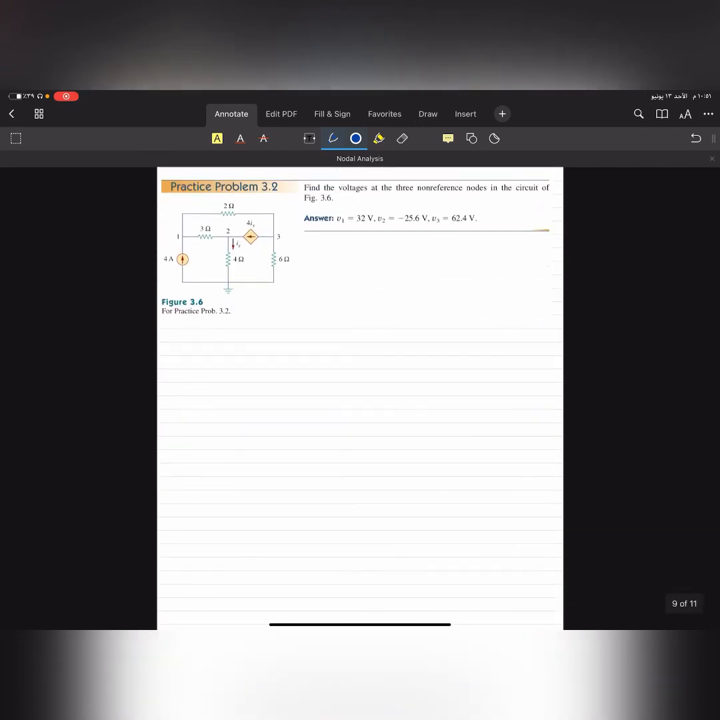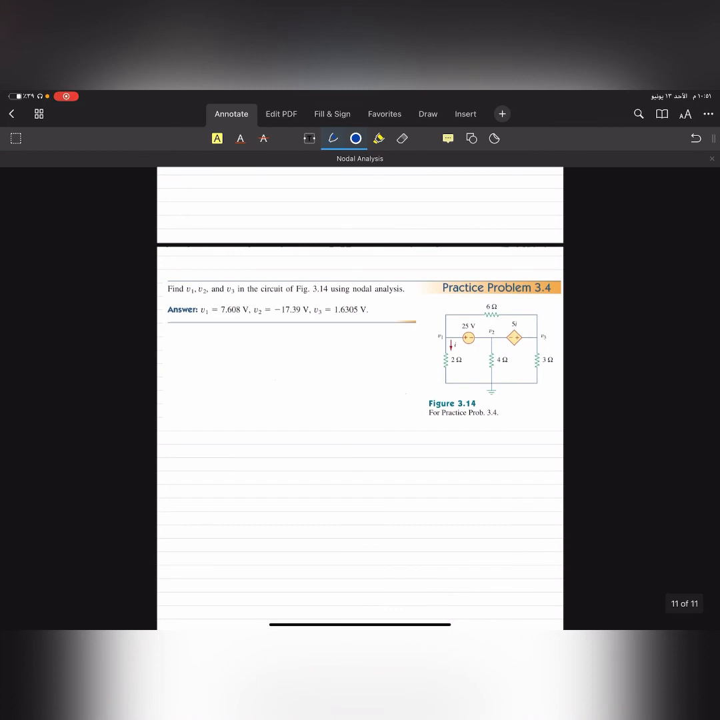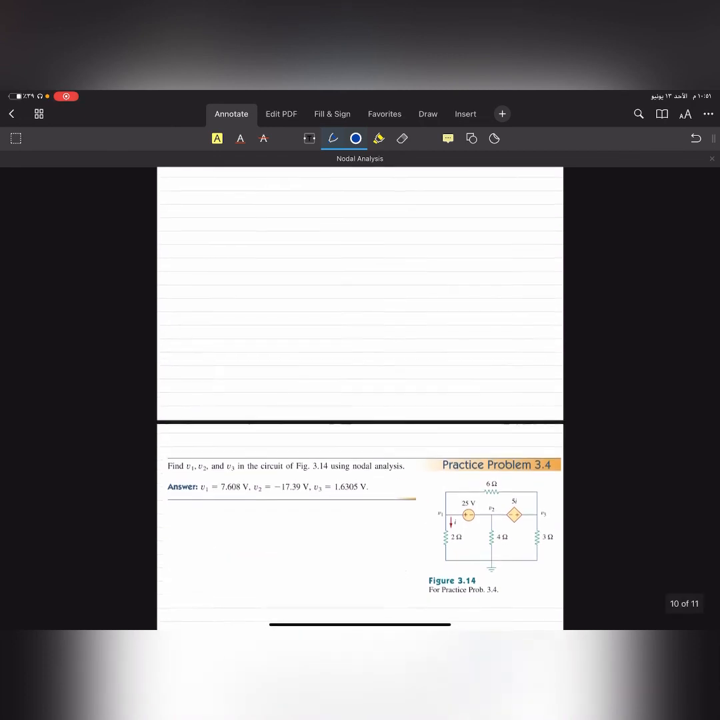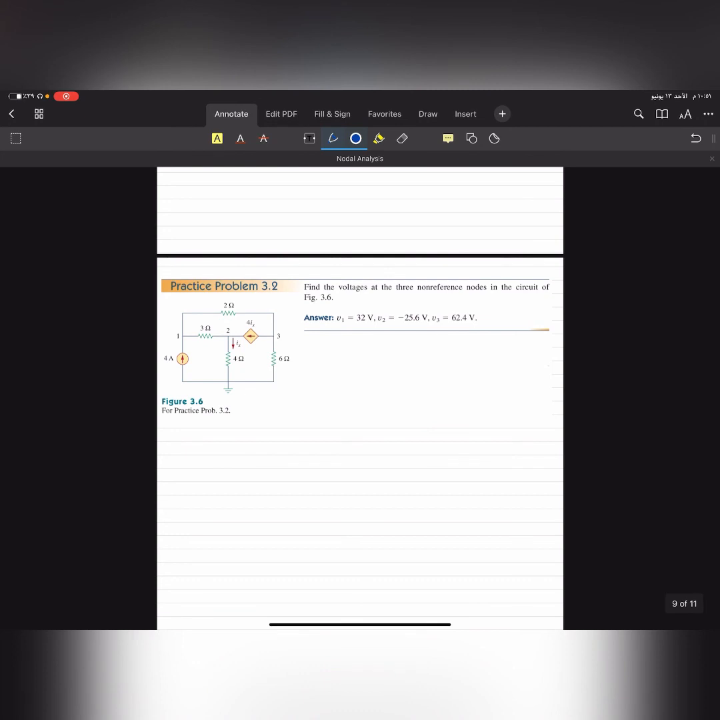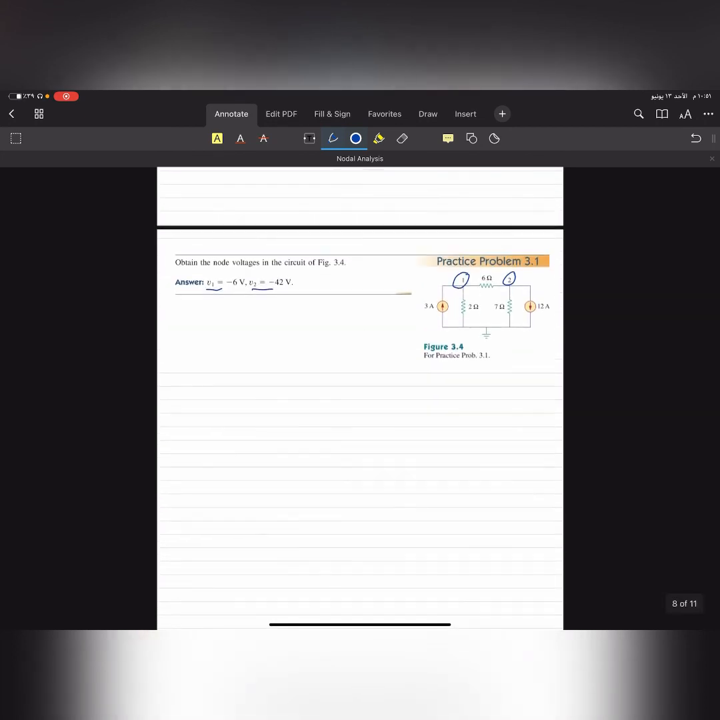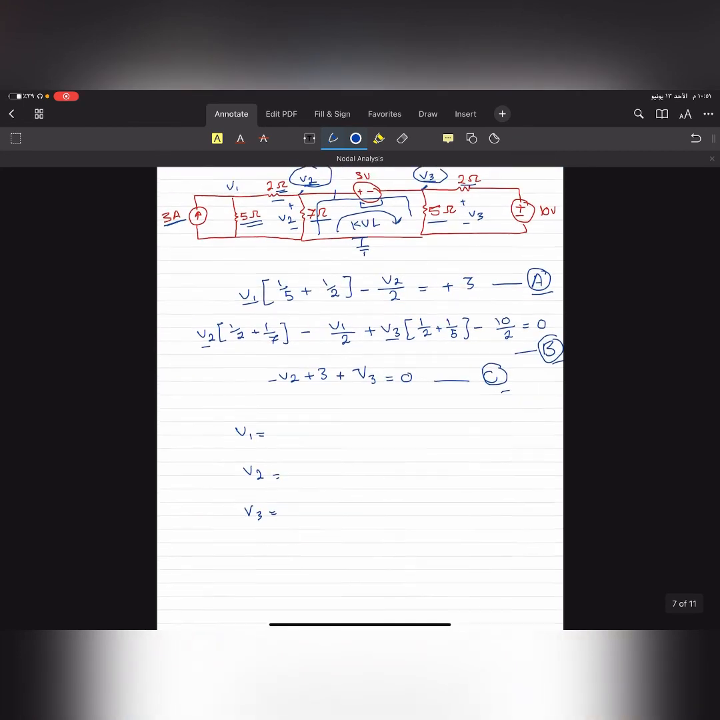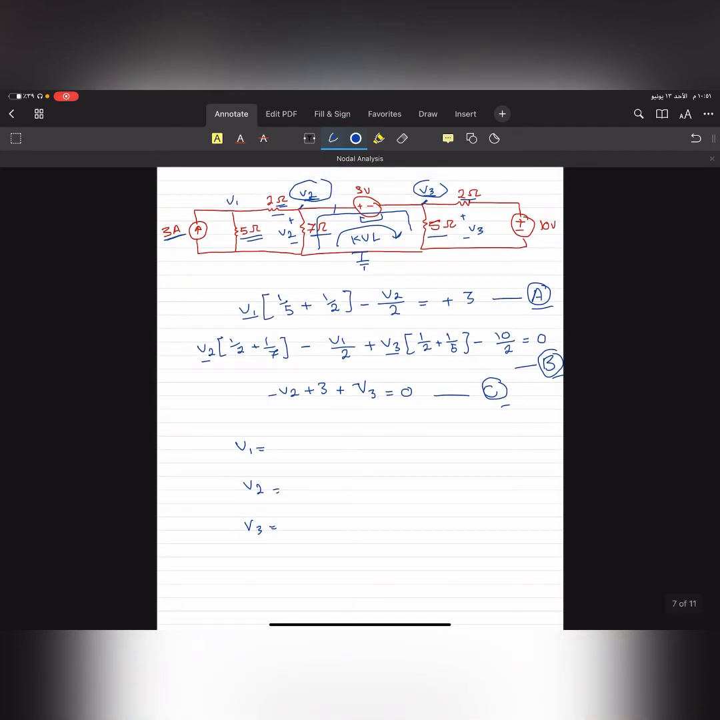And actually, I put four examples of supernode problems, not normal nodal analysis problems. I will upload this file and put it in the comments down below. So don't forget to download it and practice these problems because they are beneficial. And I believe that watching videos only will not make any benefit. Solving the problems after watching videos and tutorials is what will be beneficial.